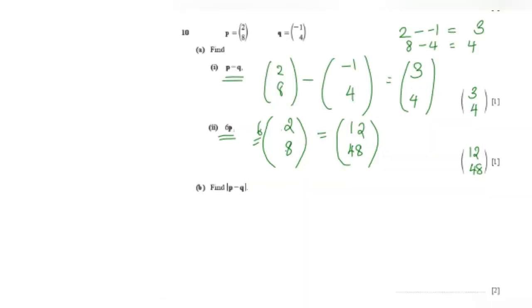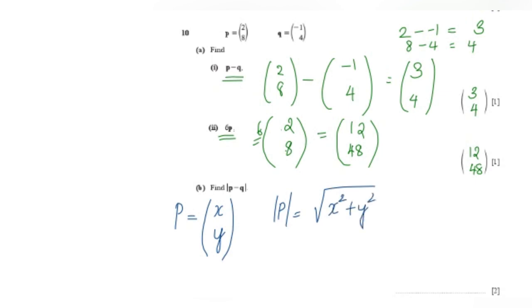The B part of the question is, find modulus of p minus q. We have already found out what is p minus q. We are supposed to find what is the modulus value now. Now before we do this question, let me tell you the concept behind it. So let's say P is a column vector which has elements x and y. Then to find the modulus of P, it is root of x square plus y square.